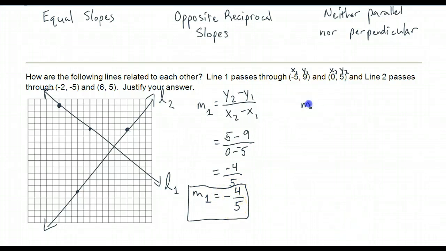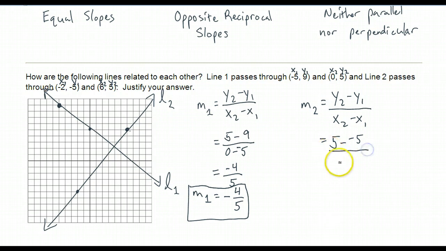The slope of line 2 I'm going to call m subscript 2. In order to find the slope of line 2, I'm going to use the slope formula. I'm in coordinate geometry, which tells me I need to use formulas. And I'm going to plug in the values on line 2. Here's x1, y1, x2, y2. So I'm going to have 5 minus negative 5 over 6 minus negative 2. Now I need to do that math. 5 minus negative 5 is positive 10. 6 minus negative 2 is 8.